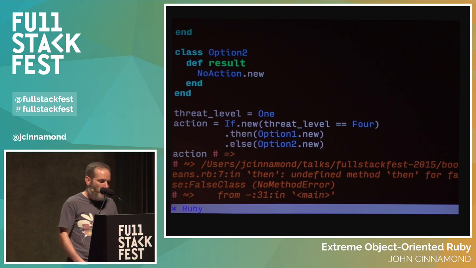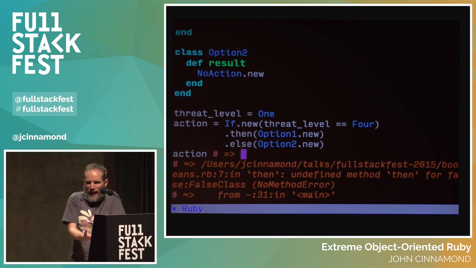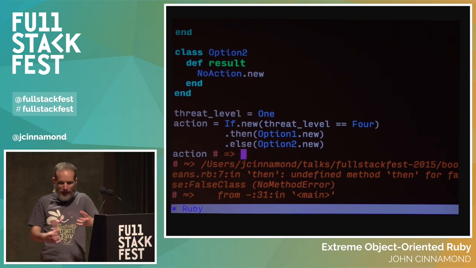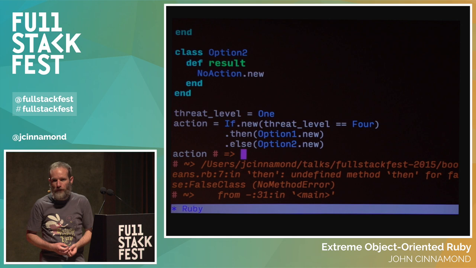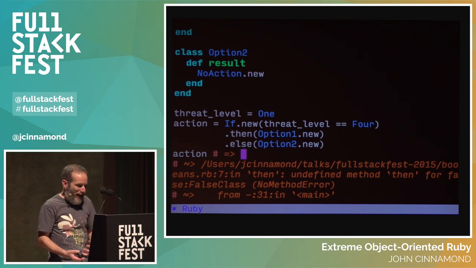Well, what's going to happen is it's going to give me back either an instance of option 1 or an instance of option 2. And based on that, I'm going to have the wrong thing. So I would call result based on that and get the internal thing out of there and use that. Now, getting it to work isn't actually that important.